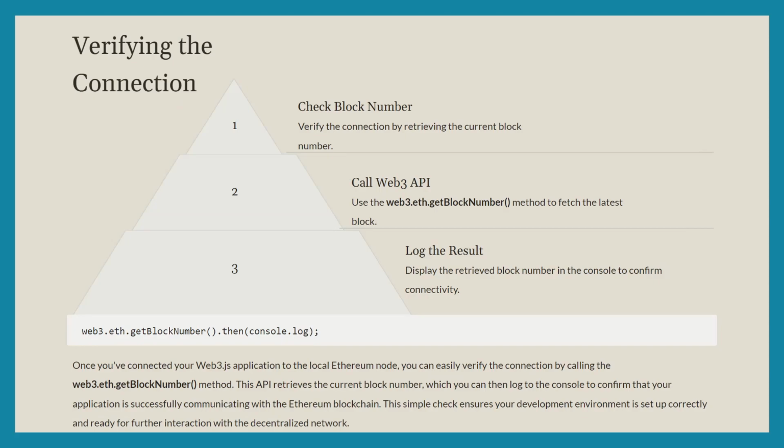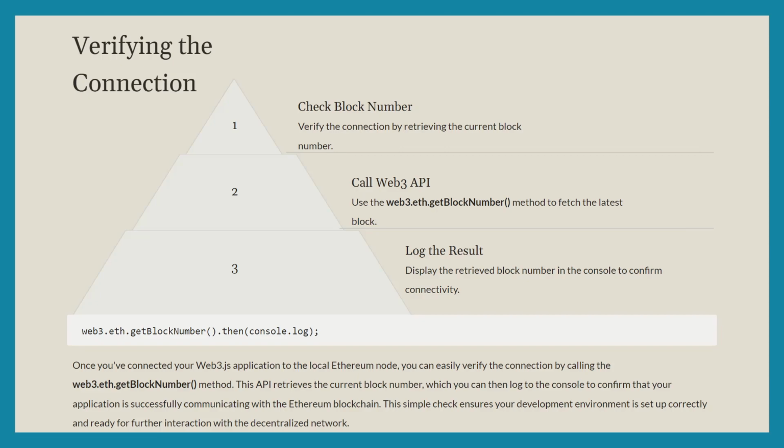Next, what we have to do is verify the connection. We have made a connection. You should verify that the connection is actually working, right? So we check the block number. We verify the connection by retrieving the block number. Then we call the Web3 API. We use the web3.eth.getBlockNumber method to fetch the latest block. And then we log the result, displaying the retrieved block number in the console to confirm connectivity.